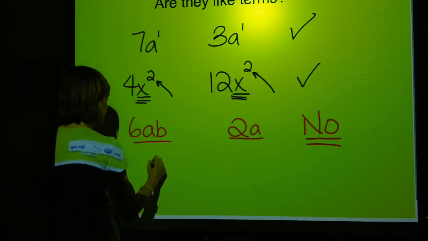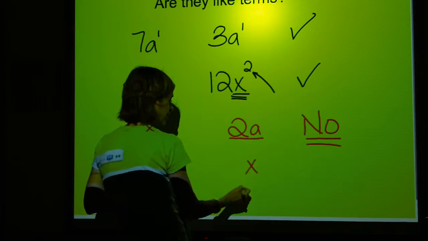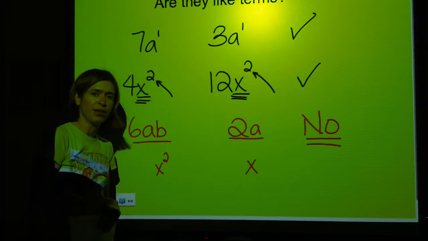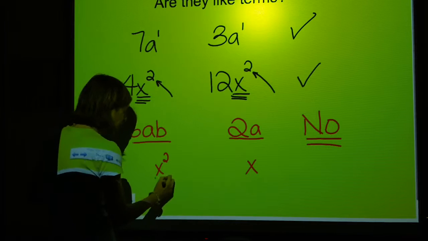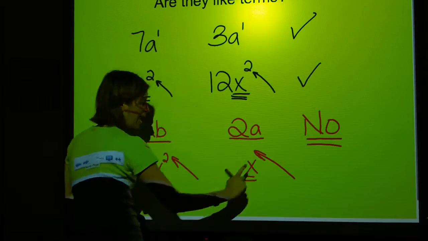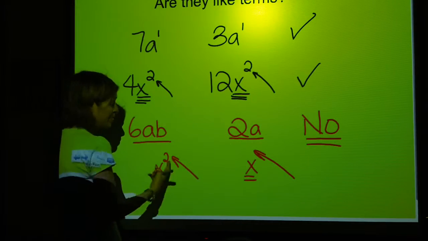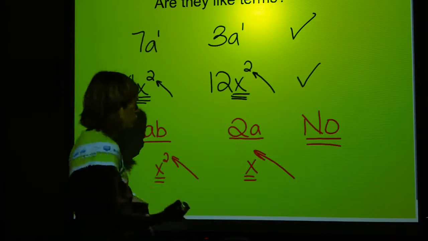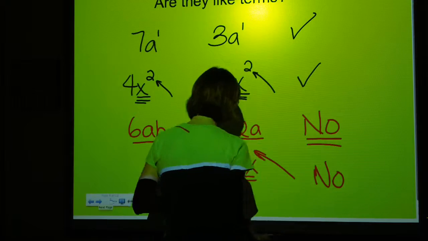And here's one: x squared and x. Can I add them and say they're x cubed? No, they are not the same variable raised to the same exponent. This one has an exponent of 1, which is hidden, and this one has an exponent of 2. So no, they are not like terms.